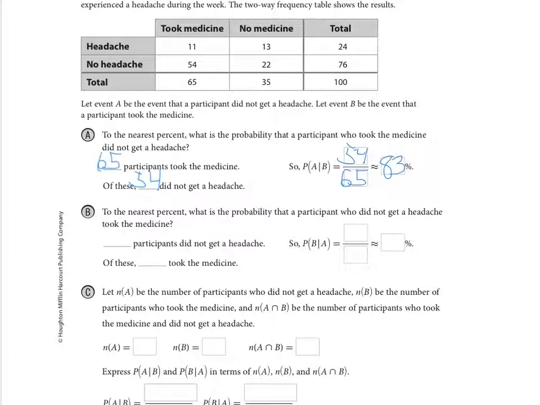That's 83%. Then for part B, it says to the nearest percent, what is the probability that a participant who did not get a headache took the medicine? This one is a different given. So we're given that there was no headache. That means we're looking at this second row of our two-way frequency table here.